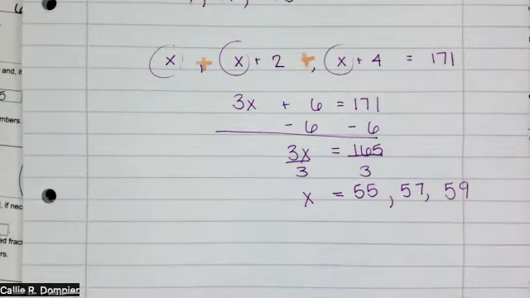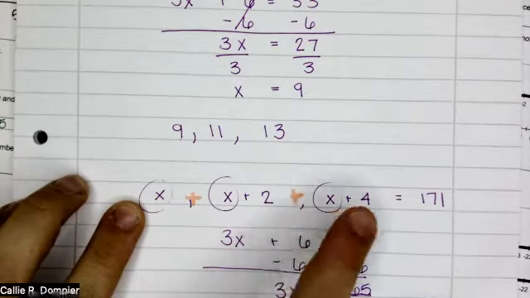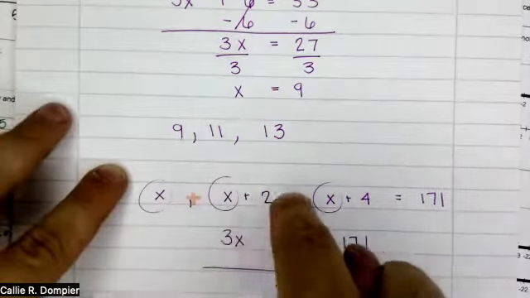Remember that on the exam, they're not going to ask for odd or even. They're just going to say consecutive. So it's not going to be x plus 2 plus x plus 4. It's going to be x plus 1 plus x plus 2.